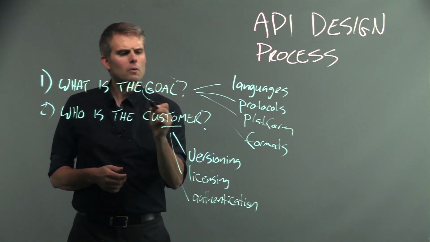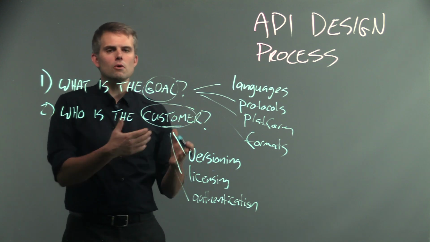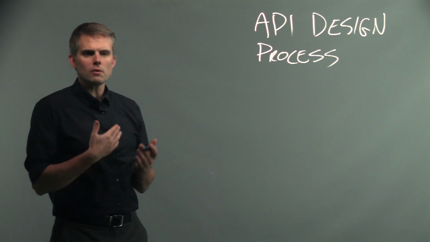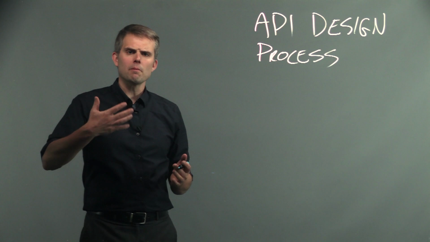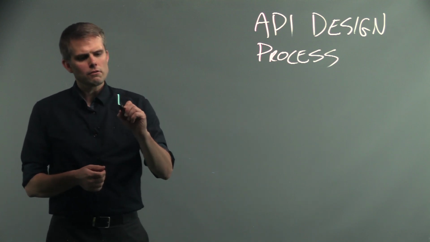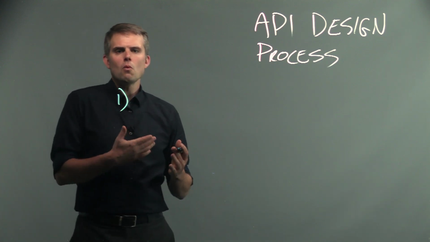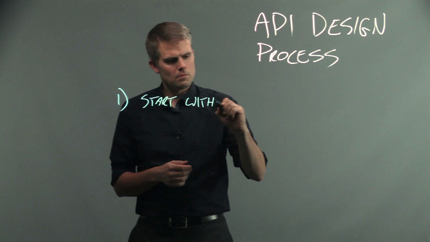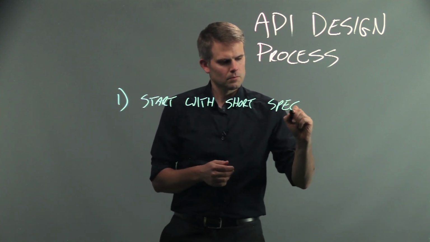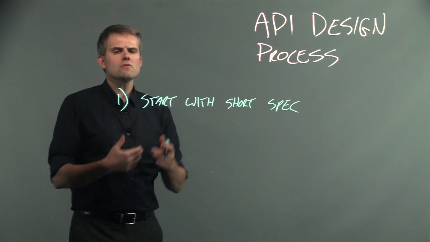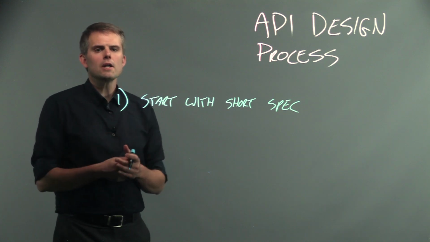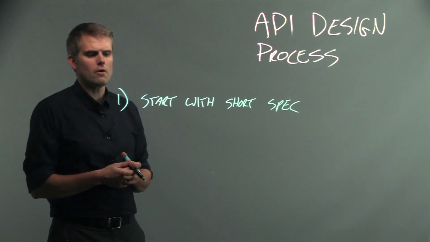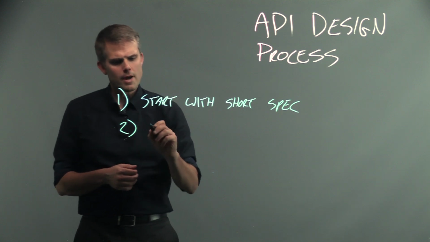So when we think about it, we want to really be focusing on what is the goal and who is the customer so that we can answer these questions effectively. Now again, there are a lot of different ways that we can actually design an API. But let's step through a prototypical 4-step process. So the first thing we want to do is start with a short 1-page or half-page specification. And like we said just previously, this specification really captures what the goal of the API is and who it's for, along with those other answers about how it should be versioned, what languages it should use, what platforms, etc.